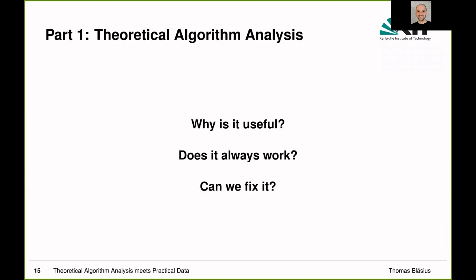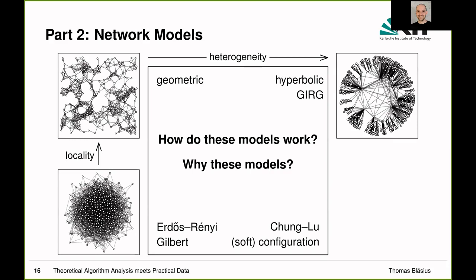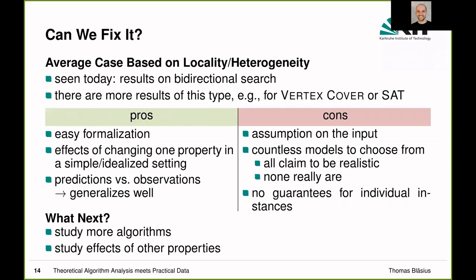Okay, so this concludes the first part of the talk, where I asked the questions: why is theoretical analysis useful? Does it always work? And when it doesn't work, how can we fix it? In the second part, I want to go over the network models I mentioned earlier, namely all those mentioned here. And I want to quickly introduce to you what these models are and how they work. And afterwards, I want to quickly discuss why I think these are good models to study in the context I presented earlier. But maybe before I start, this is a good point in time to ask for intermediate questions.